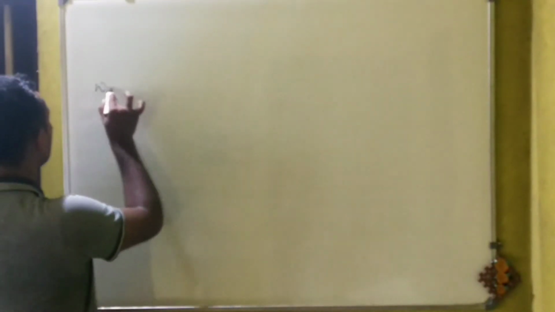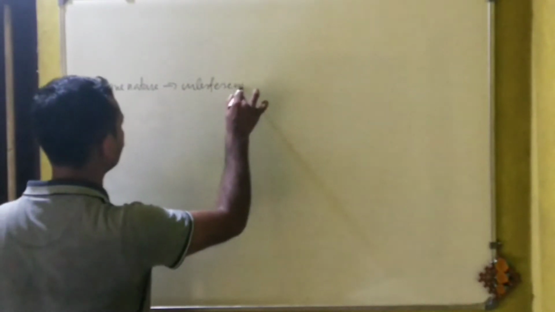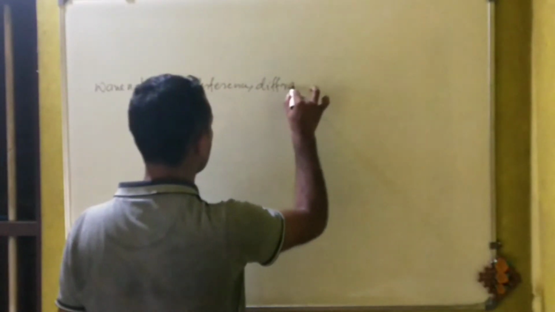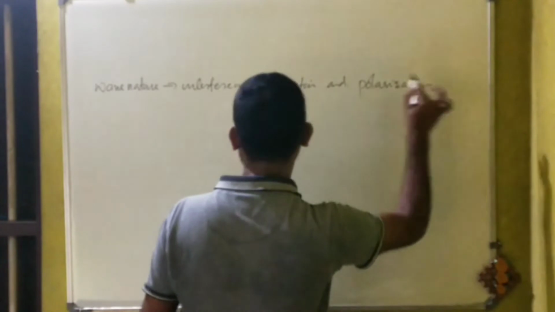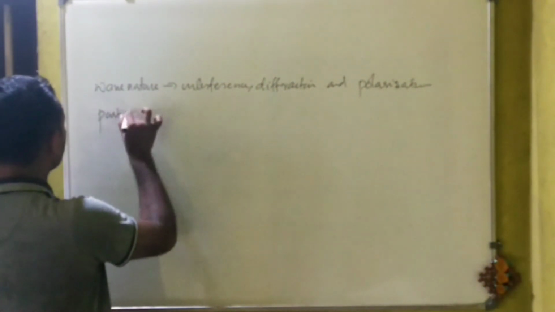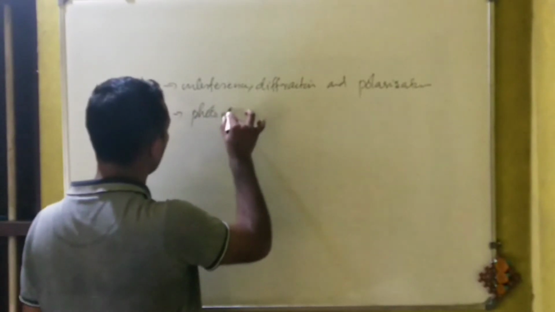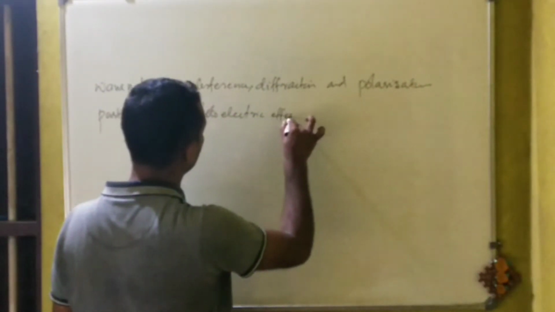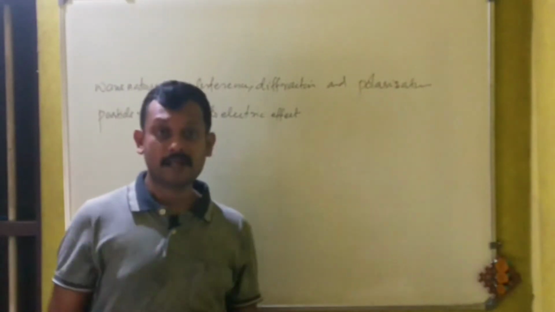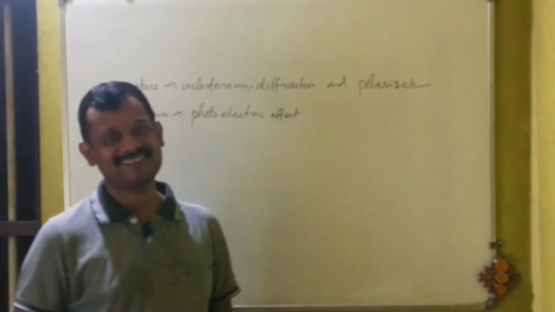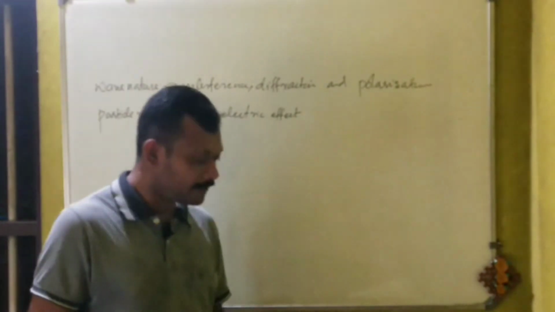So let me conclude now. Wave nature explained phenomena like interference, diffraction and polarization. Particle nature explained phenomena like the photoelectric effect. And we can explain reflection and refraction using both the theories. That is the idea regarding the photon picture. Now we will move to example number 11.1.